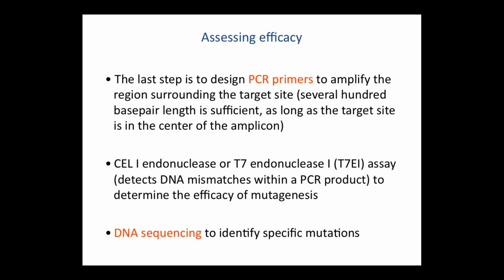The final step is to develop a method by which to screen for mutations introduced at the target site. The most straightforward way to do this is to design PCR primers that will amplify a region surrounding the target site in the genome, ideally with the target site located in the middle of the amplicon. The amplified PCR product can be used to assess the overall mutagenesis rate through the use of assays that detect mismatches among the DNA sequences present in the PCR product. The PCR product can also be subjected to Sanger sequencing, or next-generation sequencing, in order to identify the specific mutations introduced at the target site.